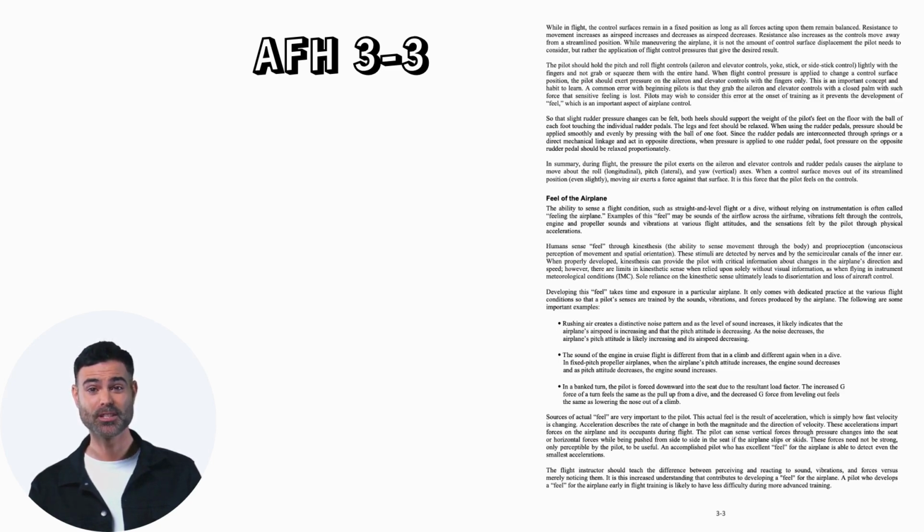The sound of the engine in cruise flight is different from that in a climb, and different again when in a dive. In fixed-pitch propeller airplanes, when the airplane's pitch attitude increases, the engine sound decreases, and as pitch attitude decreases, the engine sound increases. In a banked turn, the pilot is forced downward into the seat due to the resultant load factor. The increased G-force of a turn feels the same as the pull-up from a dive, and the decreased G-force from leveling out feels the same as lowering the nose out of a climb.